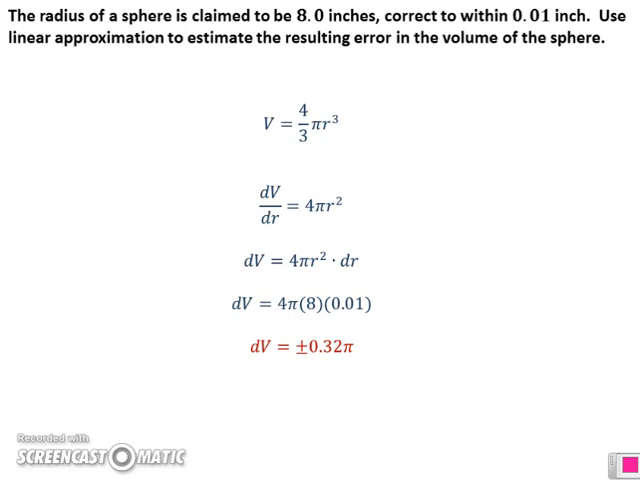So that one just kind of has a process. Take the derivative with respect to the radius in this case. And this is the error in the radius. This is the error in the volume. So they give us the radius is correct within this much. So this is the error in the radius. And they're asking us for the error of the volume. And you just plug in what they give you.